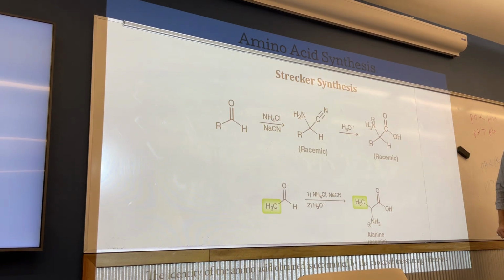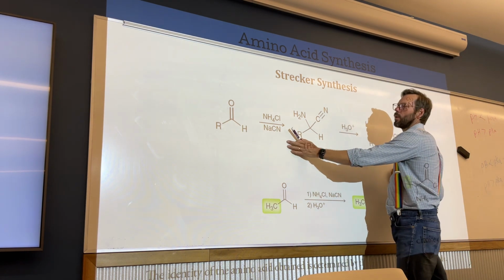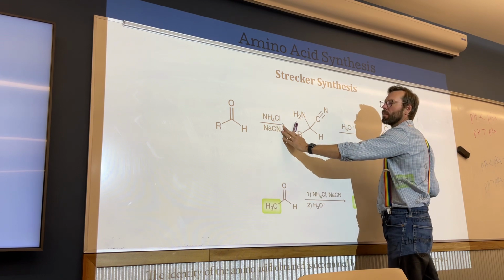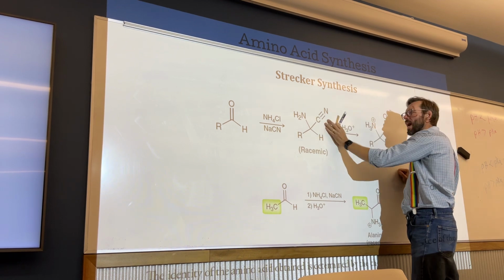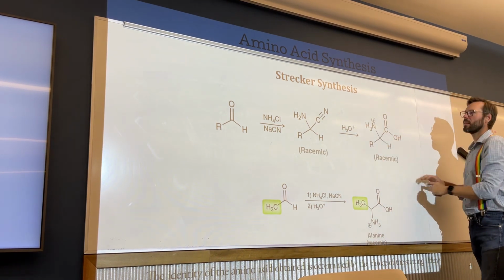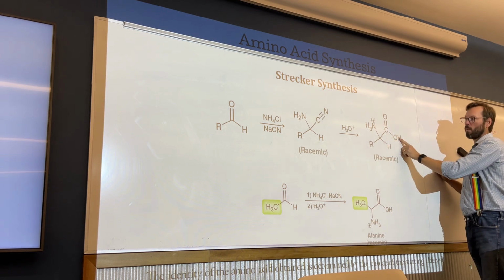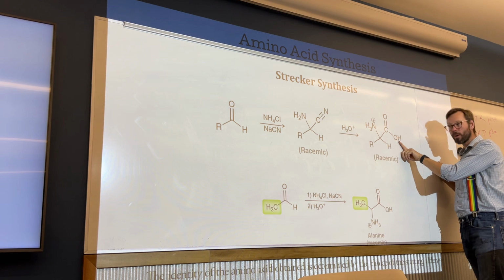The other way to do it, one of the other ways, is to use a nitrile. Okay? So we take an aldehyde and sodium cyanide and ammonium chloride, and we can attach a nitrile onto there. In the presence of an acid, we end up reducing that nitrile to a carboxylic acid group.